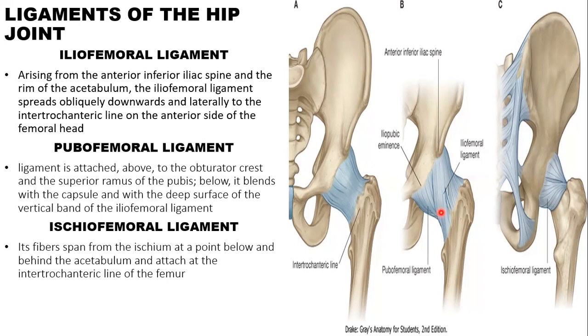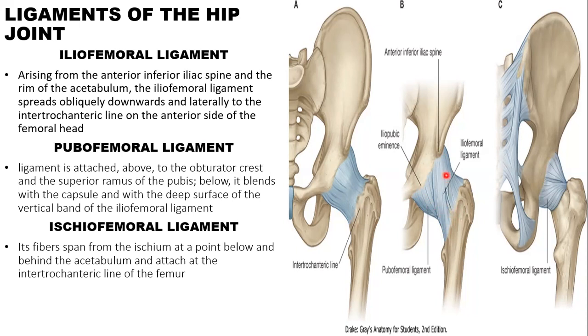The next ligament is the pubofemoral ligament. Just by the name itself, it originates from the pubic bone, the pubis, to the femur. To be specific, it also inserts on the intertrochanteric line. So the pubofemoral ligament originates from the obturator crest and the superior ramus of the pubis. Then it goes down to insert on the intertrochanteric line together with the fibers of the iliofemoral ligament.